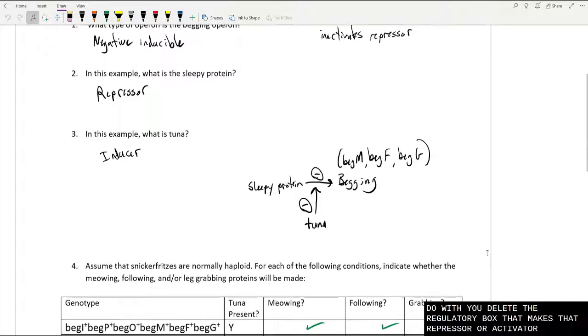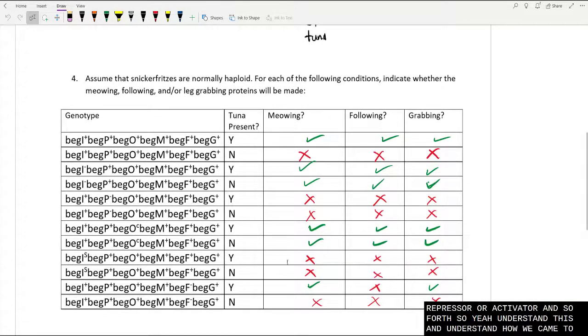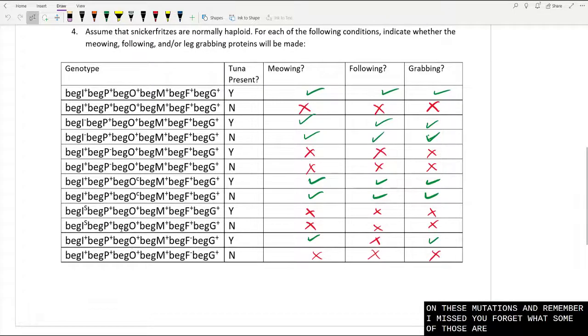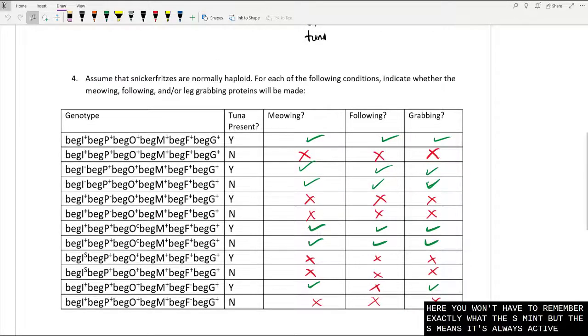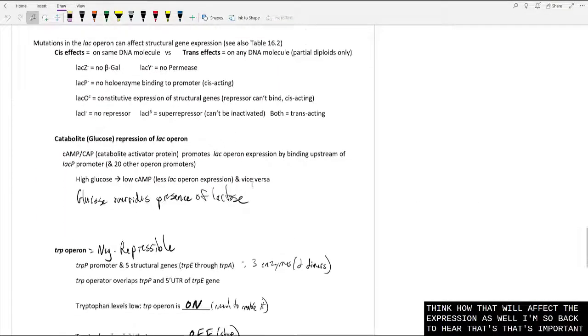activator, and so forth. So understand this and understand how we came to these decisions down here based on these mutations. And remember, if you forget what some of those are, I will tell you. Like this little S1 down here, you won't have to remember exactly what the S meant. But the S means it's always active. So think how that will affect expression as well. So back to here then, so that's important.